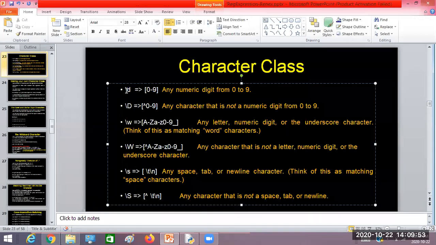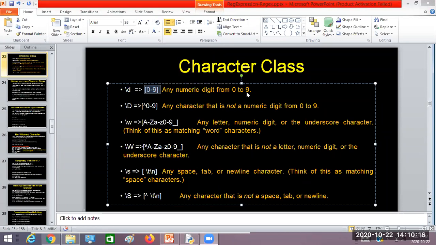So this is one already existing, that is /d. This is already used, right? What is /d here? The alternative form of this /d is square brackets 0 to 9. So it is going to match a numeric digit from 0 to 9.